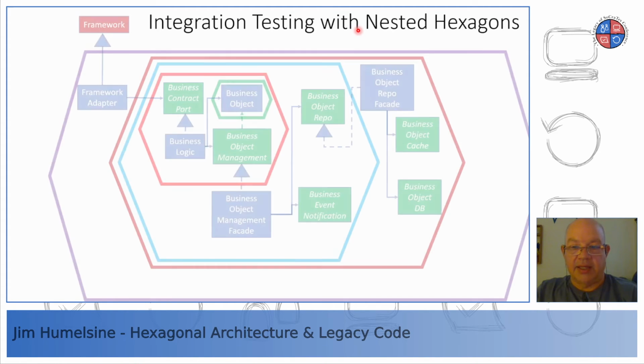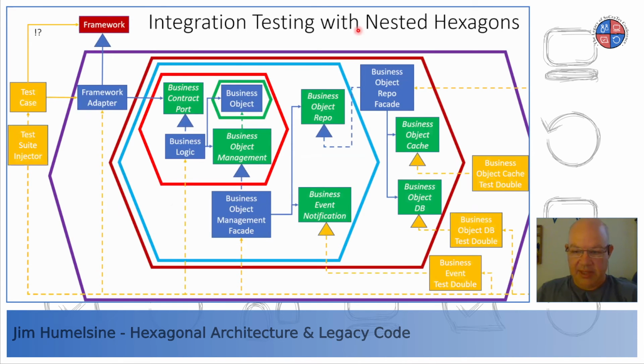And I can do the same thing with all of my nested hexagons. I did not show the adapters for two reasons. One is because of this nested hexagon. Another name for similar architecture is onion architecture, where you have different layers.